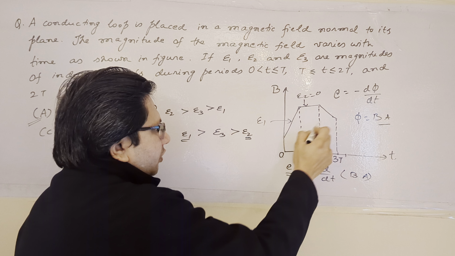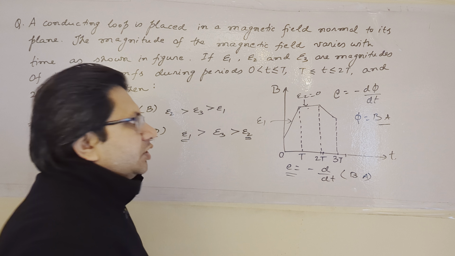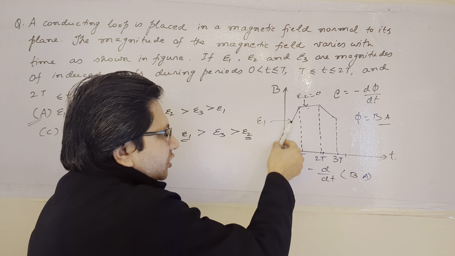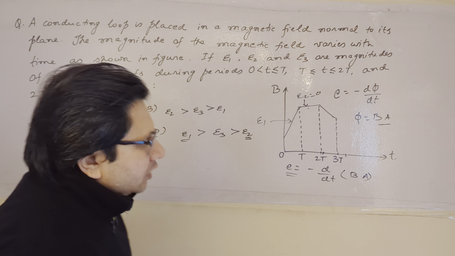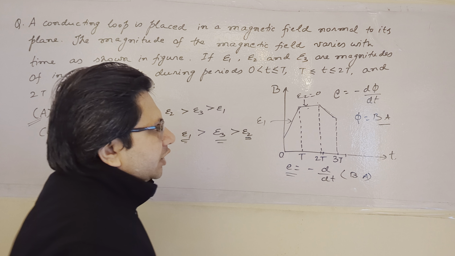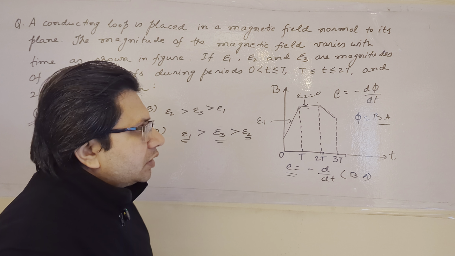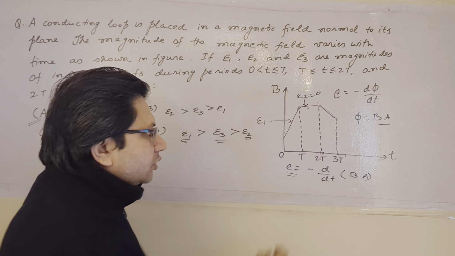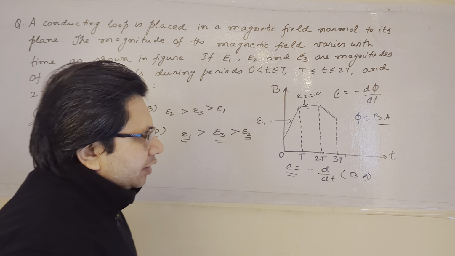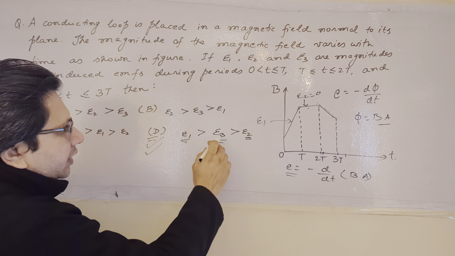The induced EMF E3 is greater than E2 but less than E1 because the slope is less as compared to the first slope. In the first interval, the slope is large. In the last interval, the slope is less. So E3 is less than E1, but E3 is greater than E2 because E2 is 0. It is also important to remember that we are taking the magnitude only. We are not considering the negative sign, so we compare the absolute values of the EMF. So option D is correct here: E1 is greater than E3 and E3 is greater than E2.